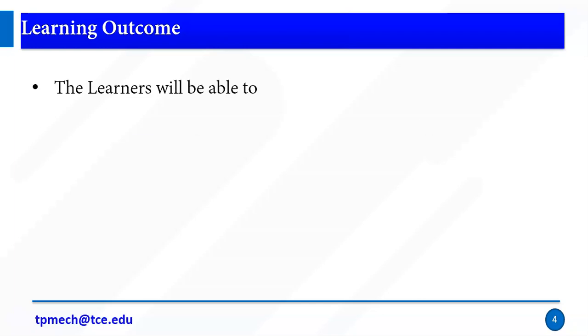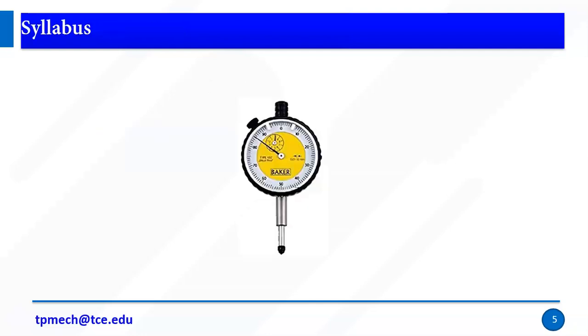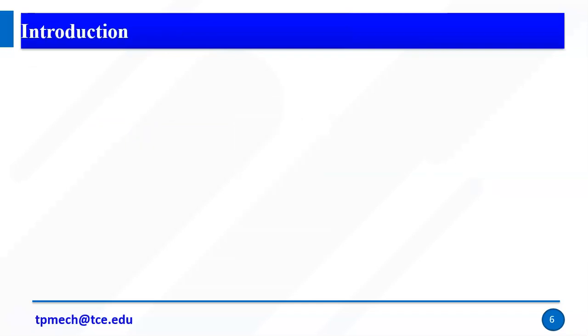The learning outcome: the learners will be able to discuss the significance and various types of comparators. So in the first session, we are going to see the mechanical comparator alone. Again, the introduction part.